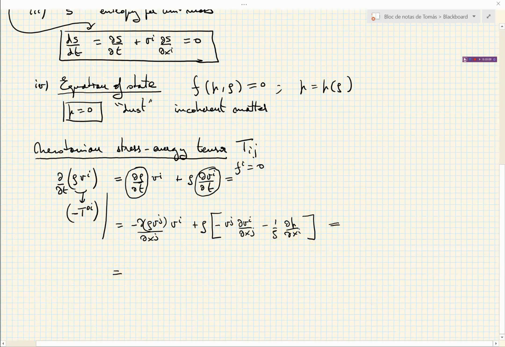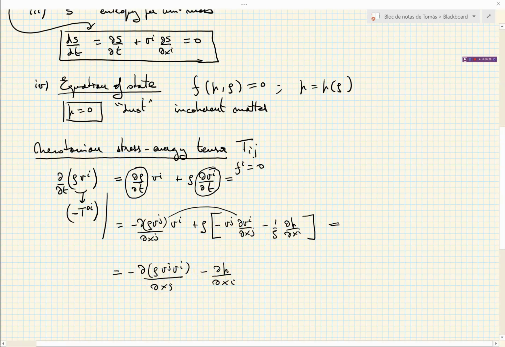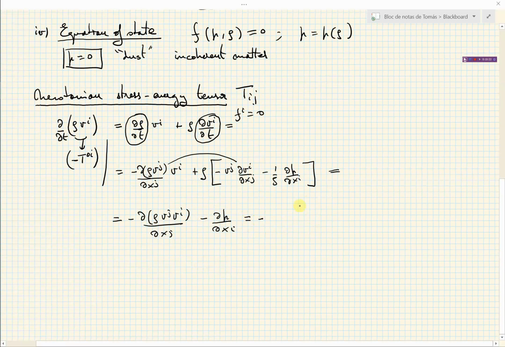Okay, now see that these two terms combine into a derivative, minus the derivative with respect to xj of rho vj vi, and here the rho and rho cancel, and this is minus dp over dxi, which I can write as minus the derivative with respect to xj of rho vi vj plus p delta ij, because this delta will convert this index i into the j that I have here, and I am going to define this as minus Tij.